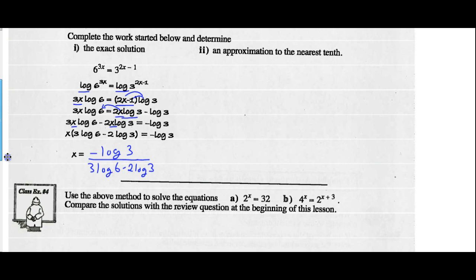What's the approximation of the nearest tenth? Well, that involves some calculator work. All right, so let's try with our calculators.